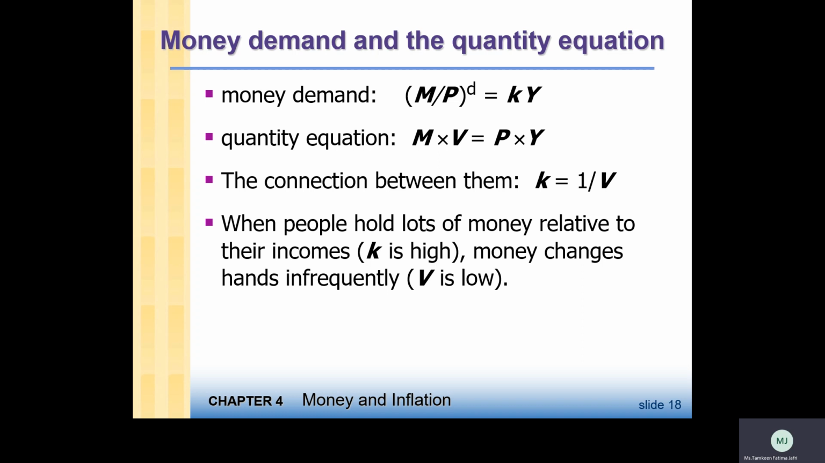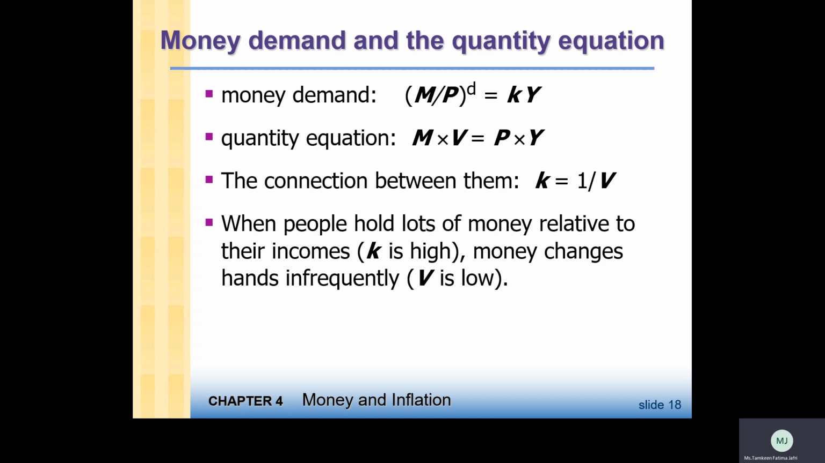So if K is high, that means people want to hold a lot of their money relative to their income. That means that money changes hands less frequently. That is, V, the velocity, is low. The speed with which money is circulating in the economy is low. If you have a major chunk of your money, you can sit on it, you are holding on to it. So obviously, the money changes hands less frequently. As a result, velocity is going to be low.